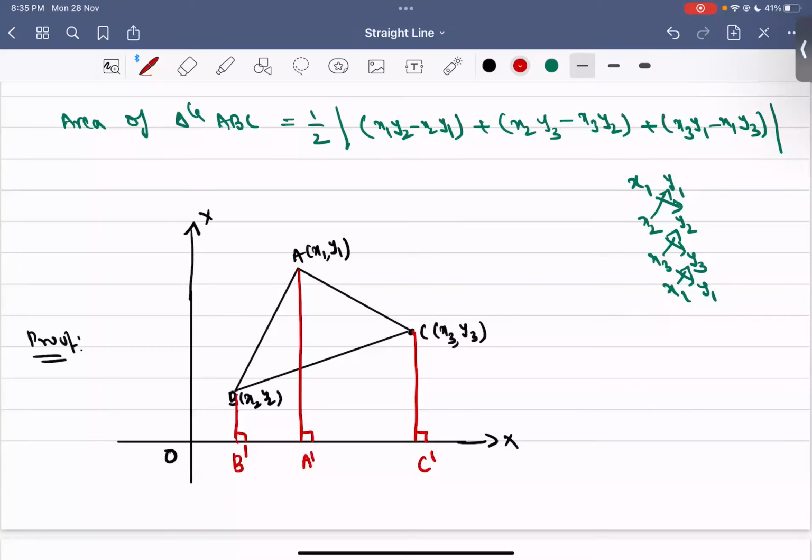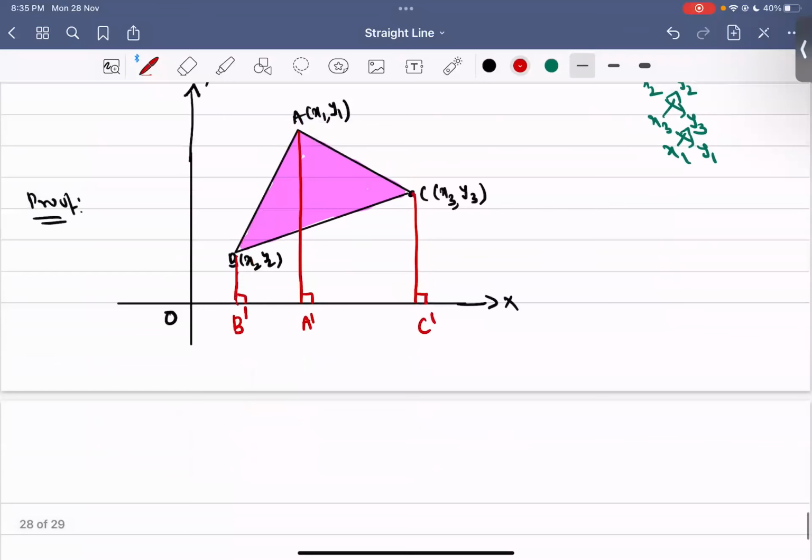Now, our required area is what? Our required thing is the area of the triangle, that is this inside area. This is our required area, the area of the triangle formed by ABC. Now to find this area, we will write: area of triangle ABC is equal to.